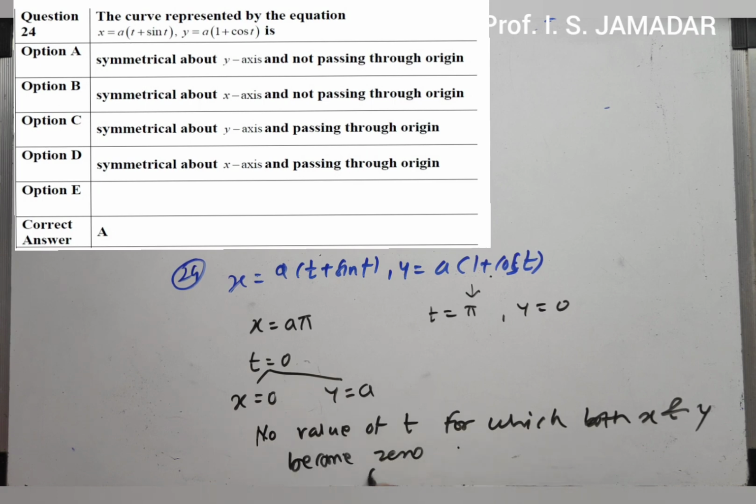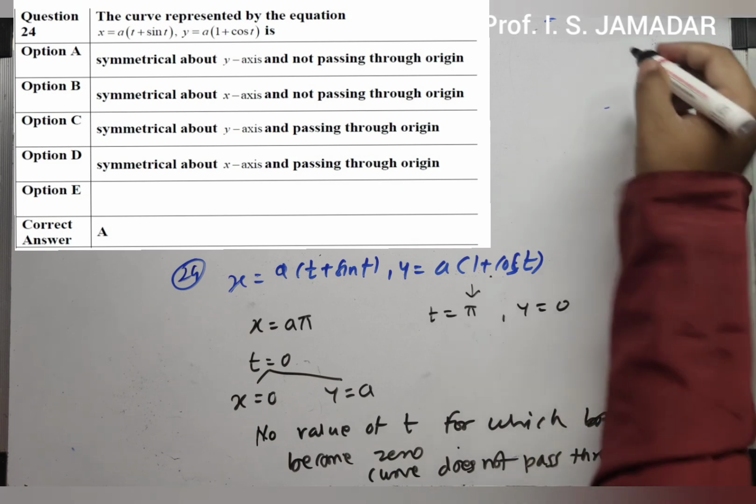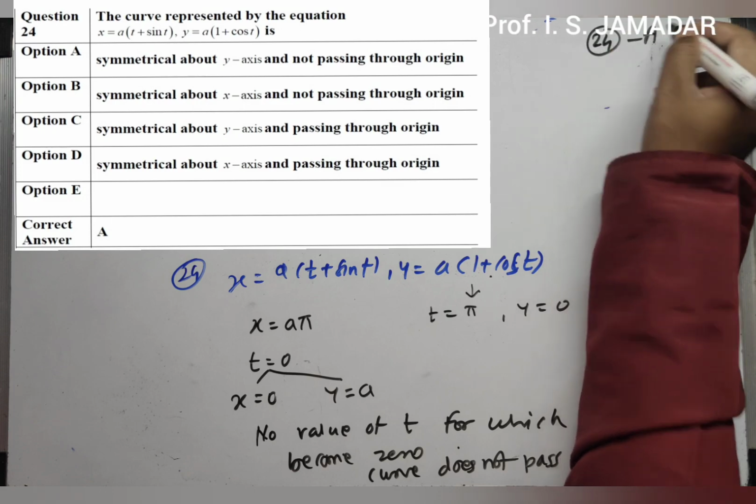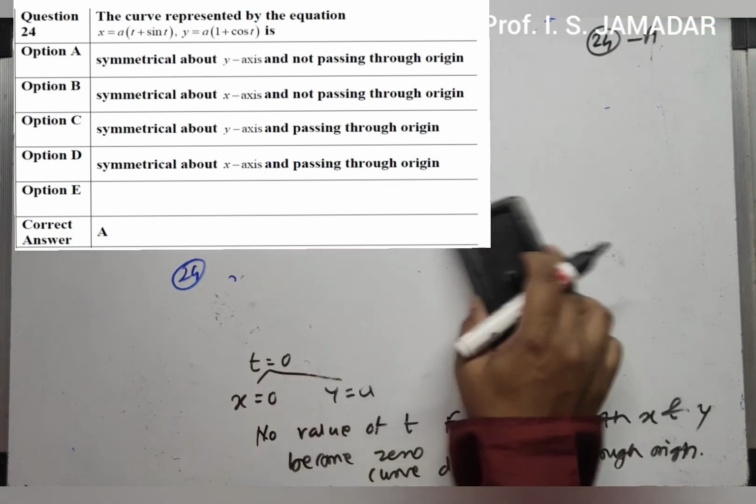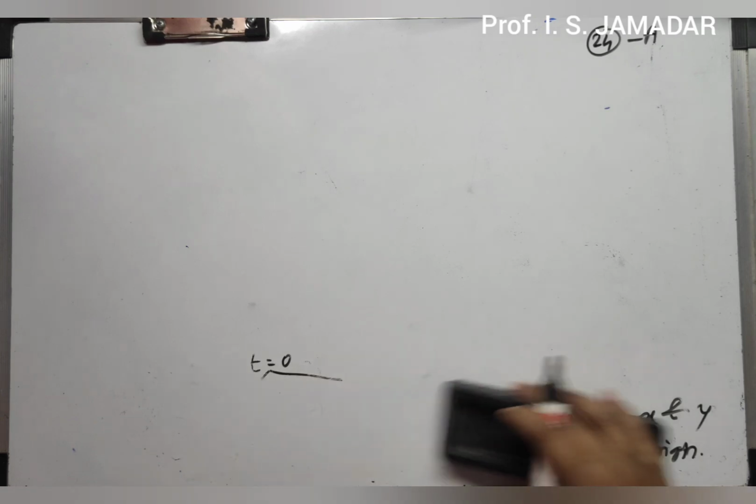Therefore, curve does not pass through origin. So option A we have to consider, because it is symmetry about y-axis. First we have checked, and here we got that curve is not passing through origin. So correct answer is option A. So for 24, answer is option A. Okay, this is question number 24.